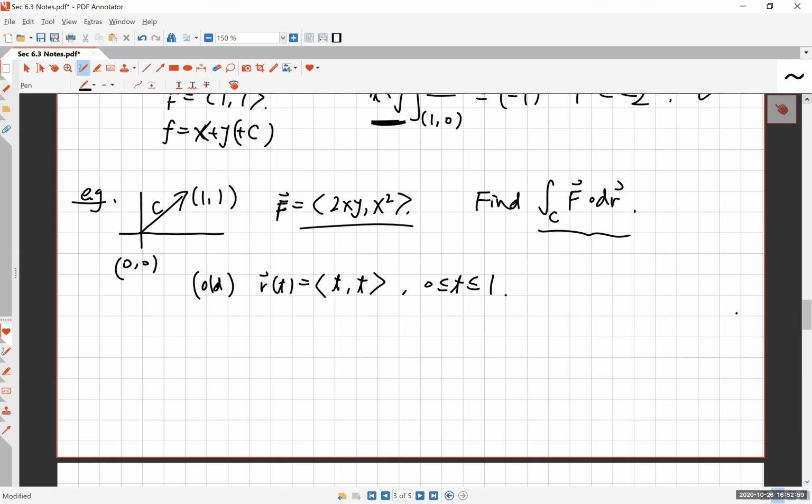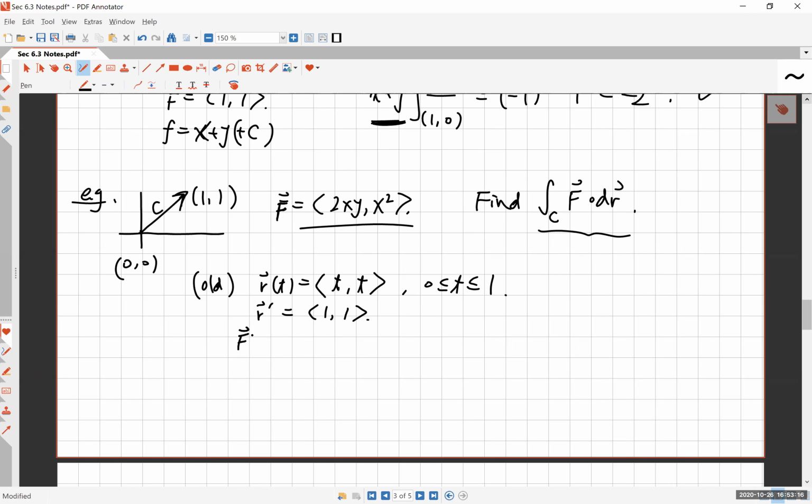Okay, this is the least sophisticated way to do this, right? Just t comma t as t goes from 0 to 1. That will take you directly from 0, 0 to 1, 1. And the derivative, of course, is just 1, 1.